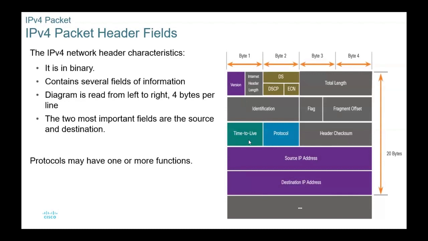So the time to live is basically a count of how many routers it goes through until it just stops. Don't worry about it, because you can imagine a situation where if it doesn't have a time to live, it would just go from router to router to router, and it would be on there forever, couldn't it? So that's to prevent that.